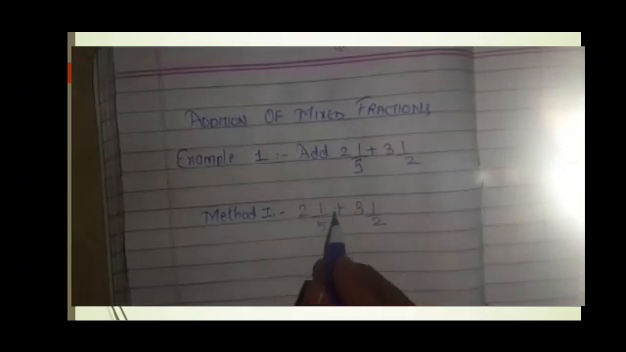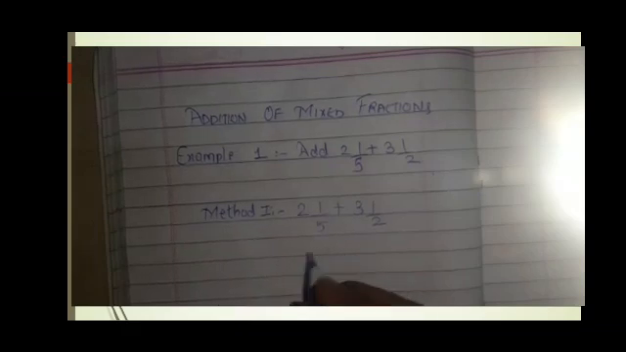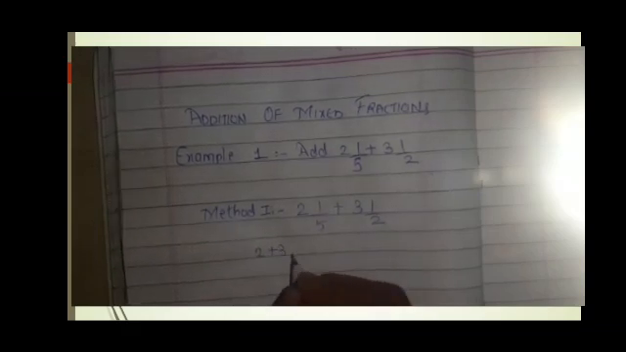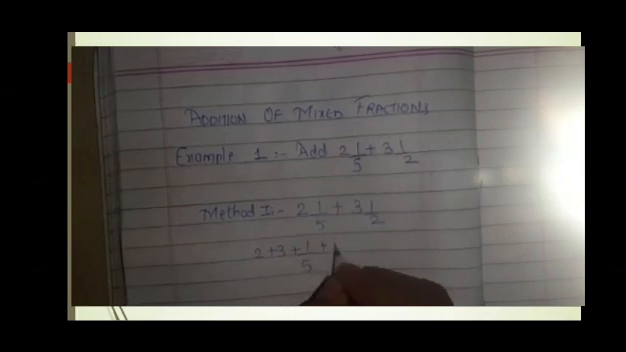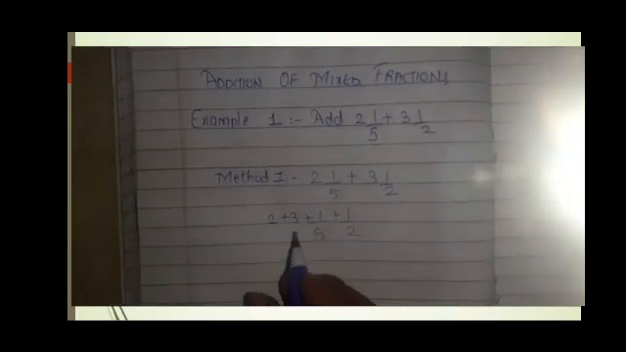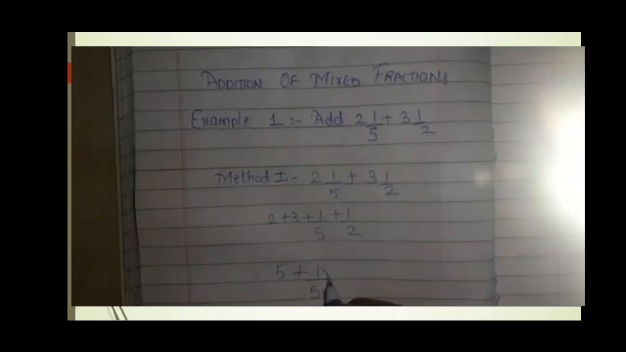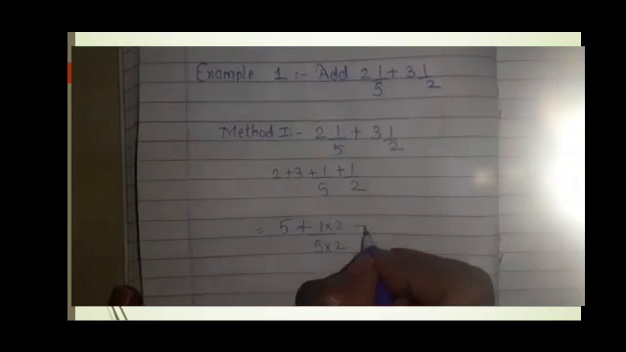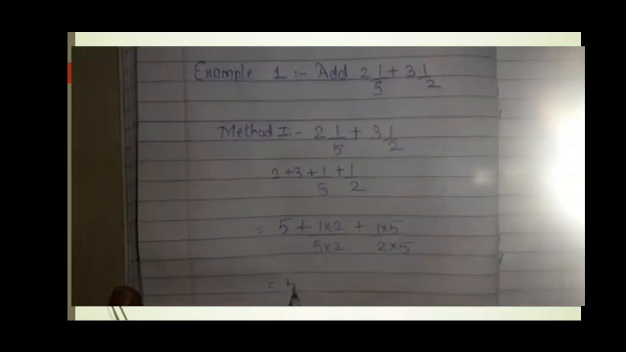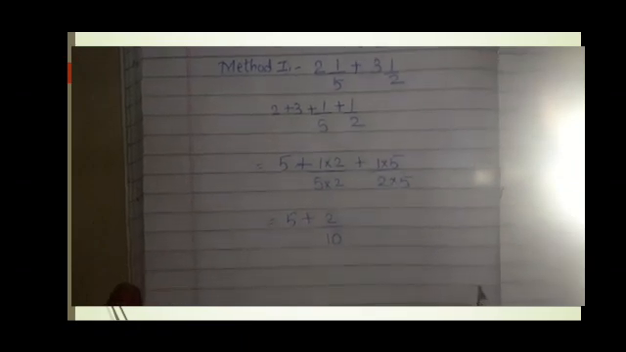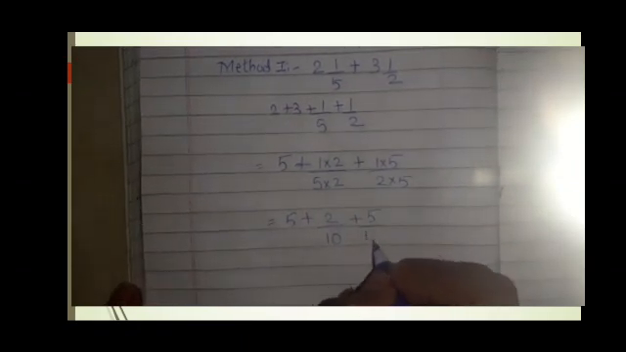Here we will add both the whole numbers first together, 2 plus 3, and both the fractions we will add together. Now 2 plus 3 is 5 plus, now here denominators are not same. So we will make the denominators same by cross multiplication. So 1 multiplied by 2 is 2, 5 2s are 10, 1 5s are 5, 2 5s are 10.